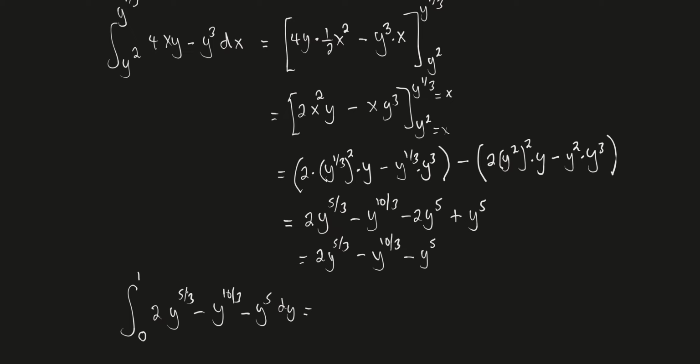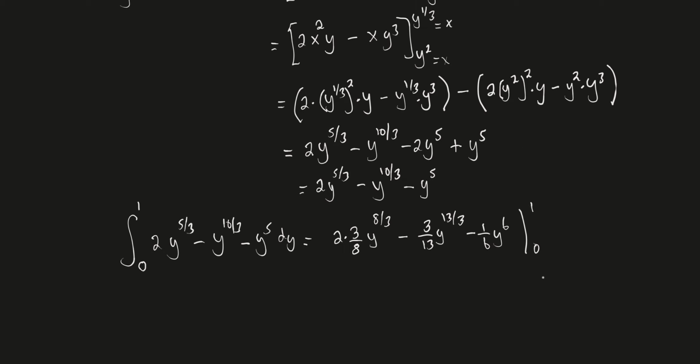So power rule again. So now we're going to add 1. If I add 1 to 5/3, it becomes 8/3. And then dividing by 8/3, I multiply by 3/8. So it looks like this. And then minus, add 1 to this, it becomes 13/3. So that's going to be 3 over 13, y to the 13 thirds. And then a power rule on this, so then minus 1/6 y to the 6th, and all of that is from 0 to 1. So when we plug 1 in, we're just going to be left with those fractions.